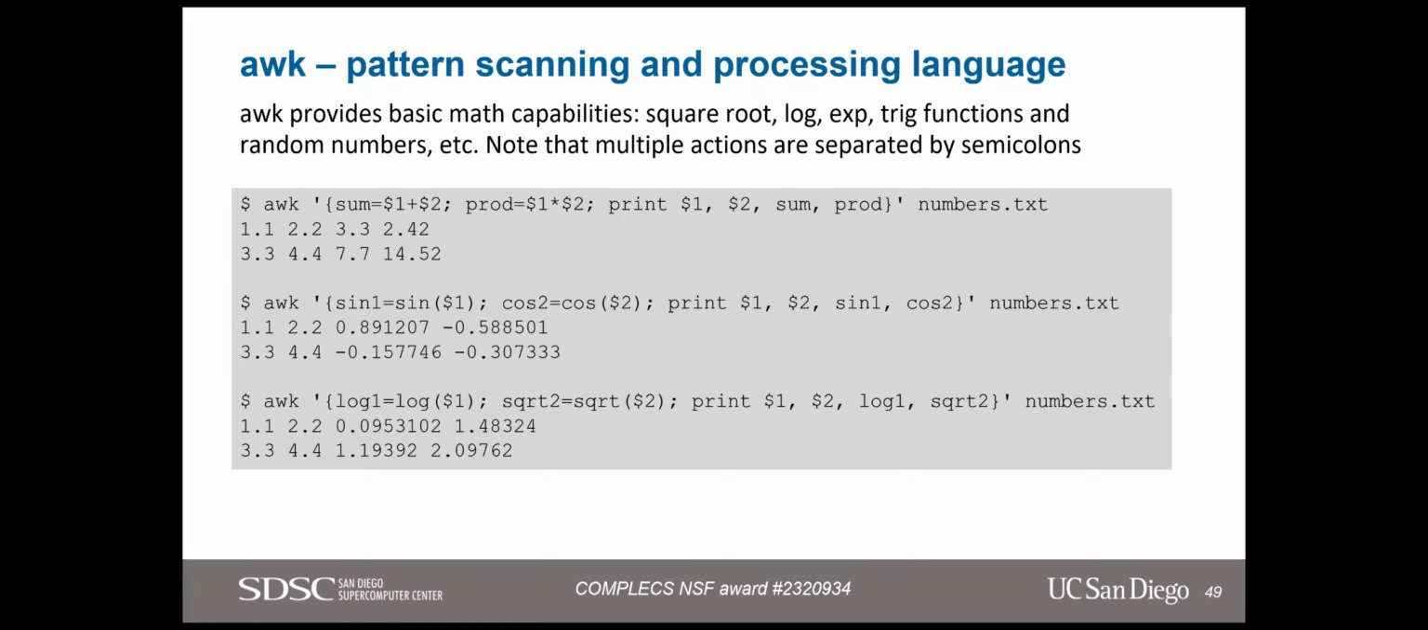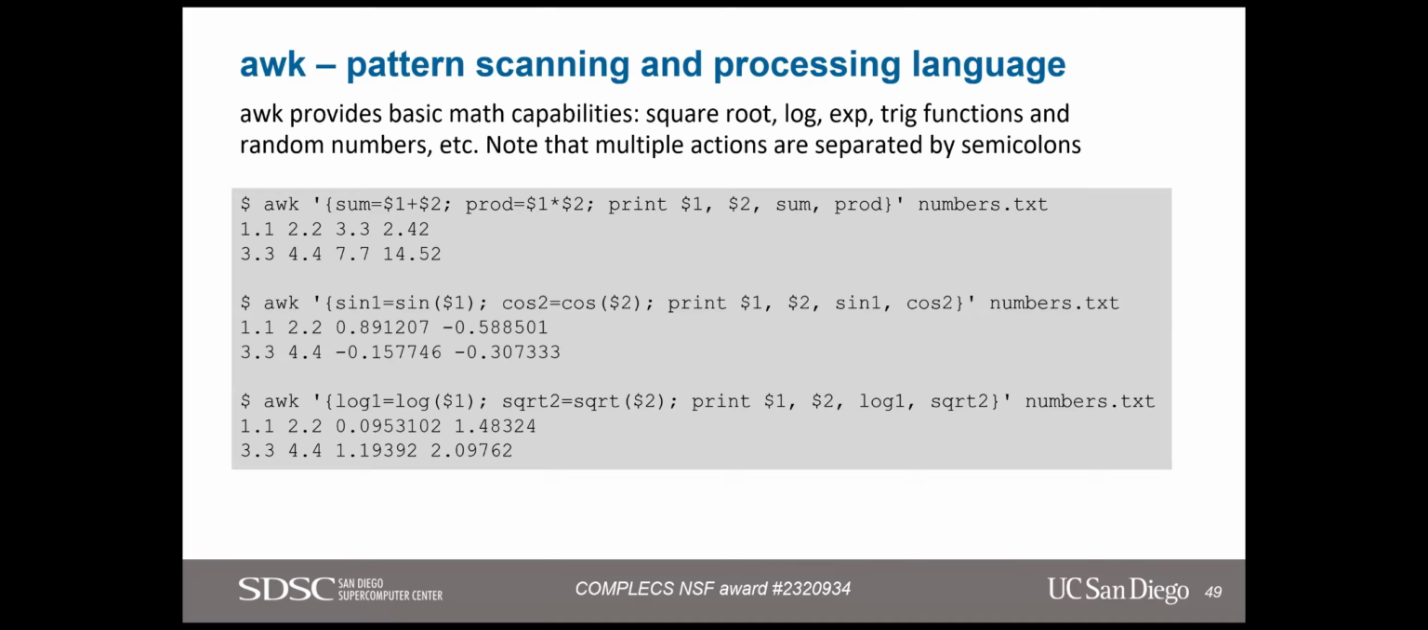I think I mentioned that it is a full-fledged programming language, so we can do math, we can do square roots, we can do log, we can do exponentials, we can do trigonometric functions, we can do random numbers. And we can do a series of commands. So for awk, if we want to sum the columns together, we can use sum = $1 + $2, and we are then creating a variable there.